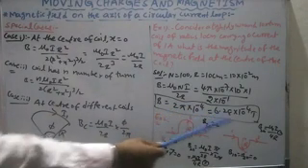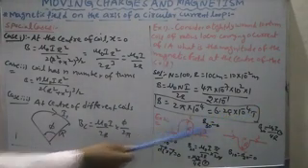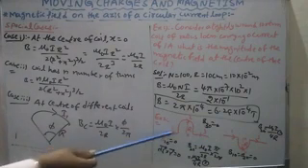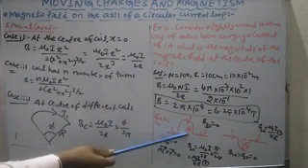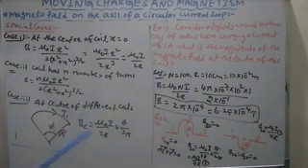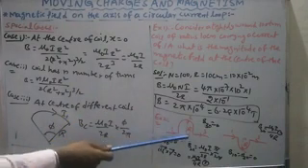3.14 into 2 is 6.28, so 6.28 into 10 power minus 4 Tesla. Correct? Next, come to example number 2. In this configuration, what is the magnetic field direction at O due to the first segment at center, the second segment at O, and the third segment at O? First, due to the first segment, what is the magnetic field direction at O?